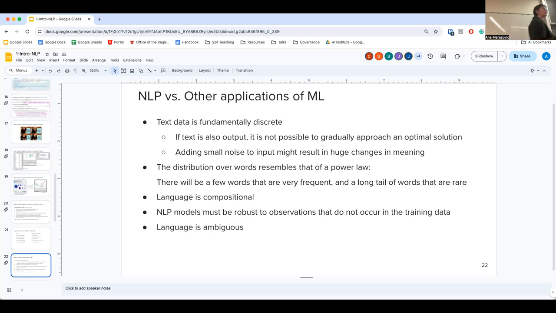When we do text generation, there isn't just a single way to generate something. For example, if we want to generate a summary given a document, there are multiple ways. There is an ambiguity in what is the best summary, unlike in other applications of machine learning where you have ground truth and input is never ambiguous. You see exactly what you see. Any questions about this?